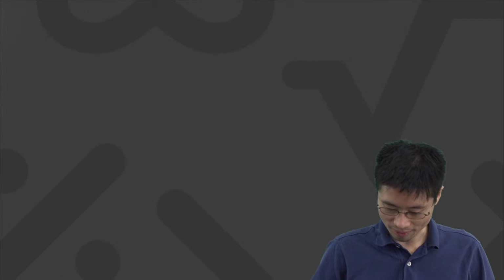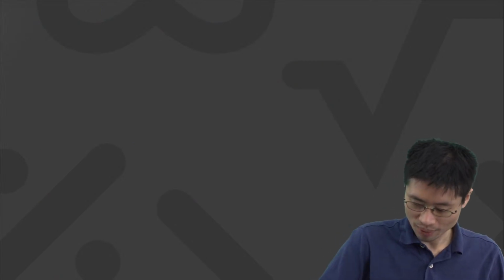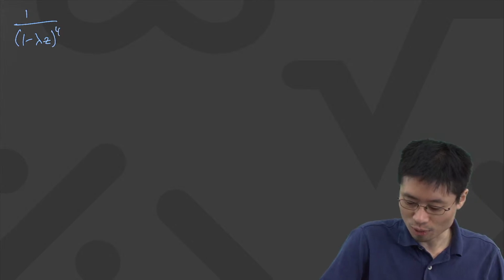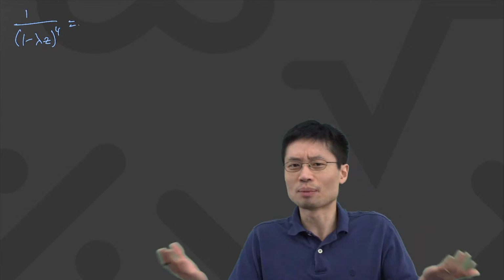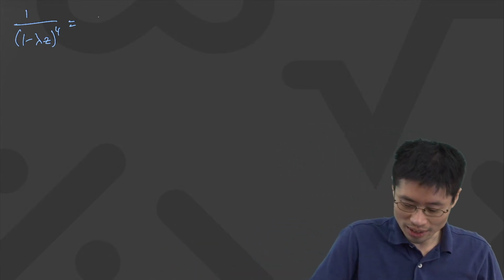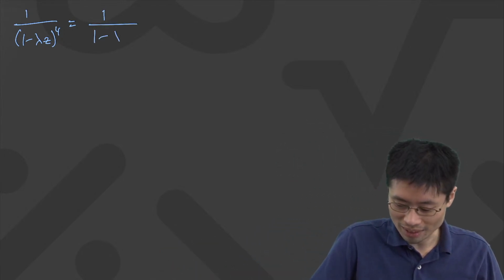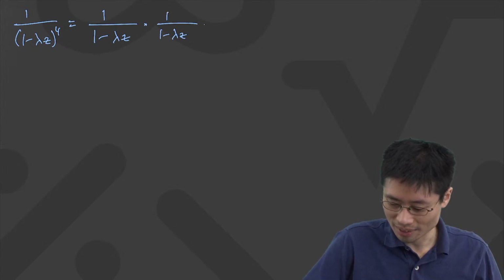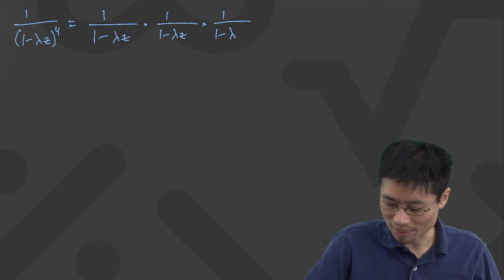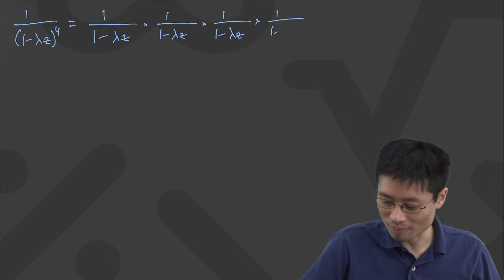Let's write that down again. If I had this and it was blue, 1 over 1 minus lambda z all to the 4th power. Well, now let's use something that somebody else suggested, which is like, hey, you could just multiply some stuff together, right? And so this happens to be 1 over 1 minus lambda z times 1 over 1 minus lambda z times 1 over 1 minus lambda z times 1 over 1 minus lambda z.